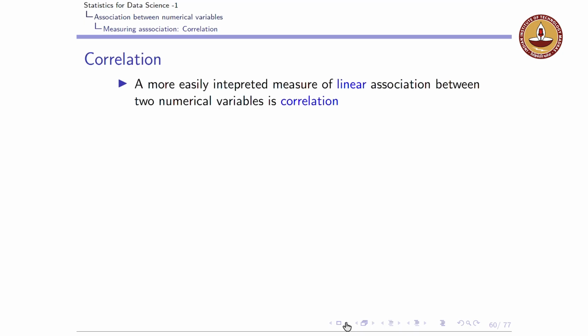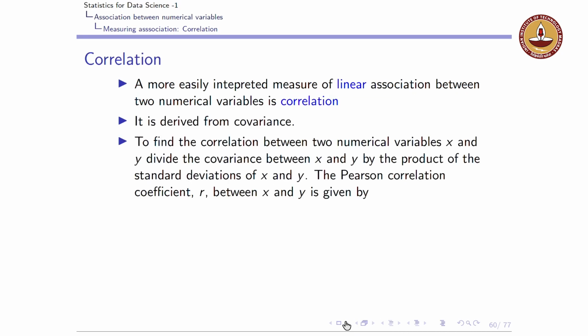It is another measure of linear association between two numerical variables. It is derived from the concept of covariance. We have already introduced the concept of covariance. Now, how do I find the correlation between two numerical variables? Let me call those two numerical variables x and y.